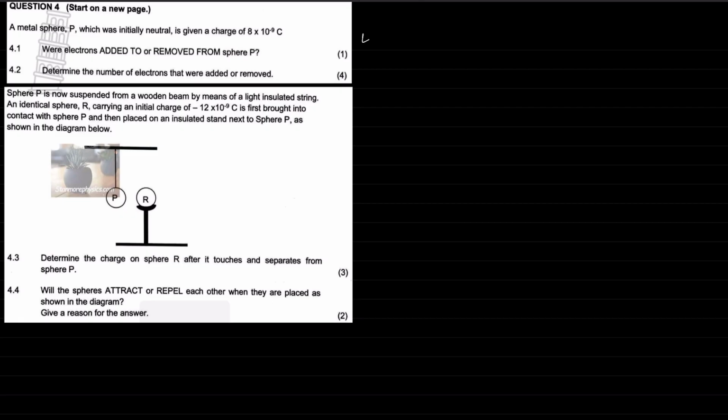So sphere P is now positively charged. So it has a charge of plus 8 times 10 to the negative 9 coulombs. The positive charge tells us that it lost electrons. In other words, it became more positive.